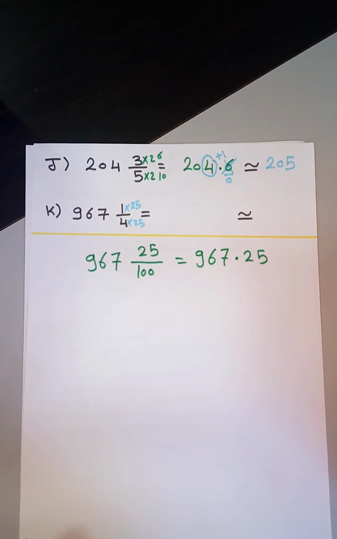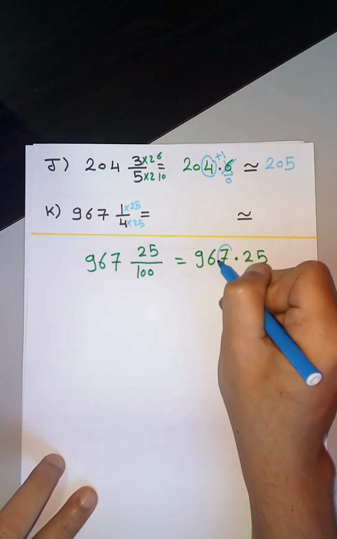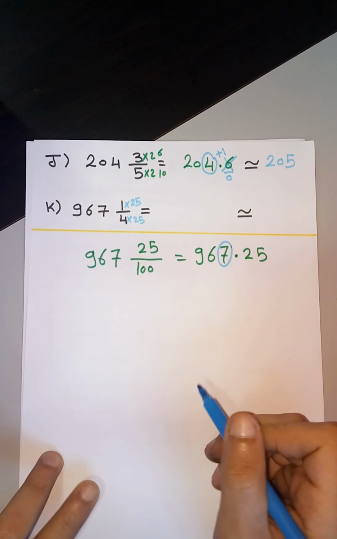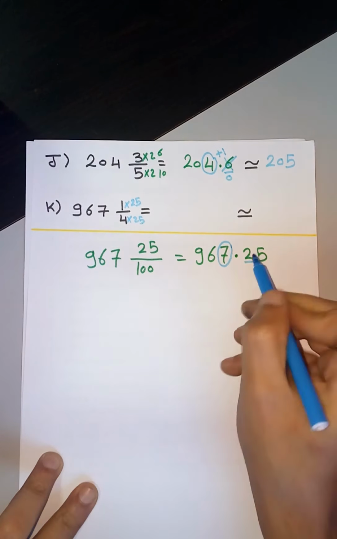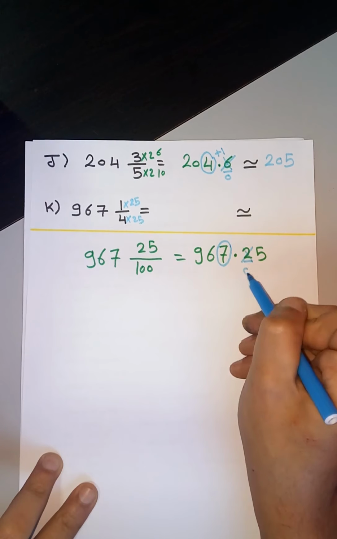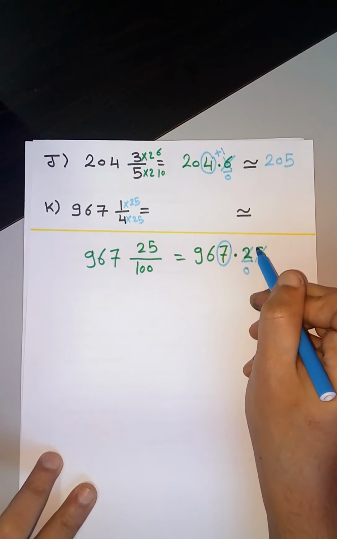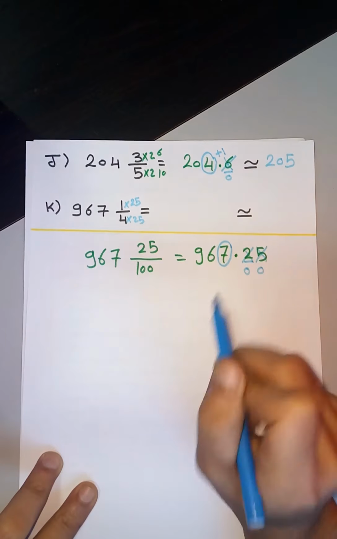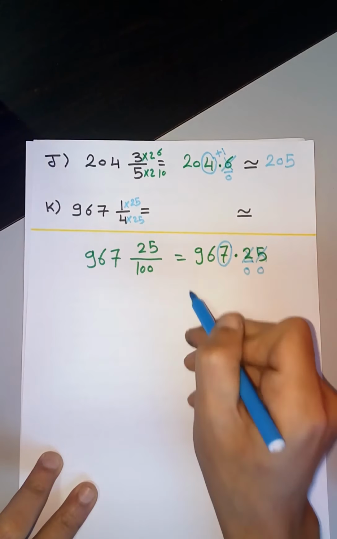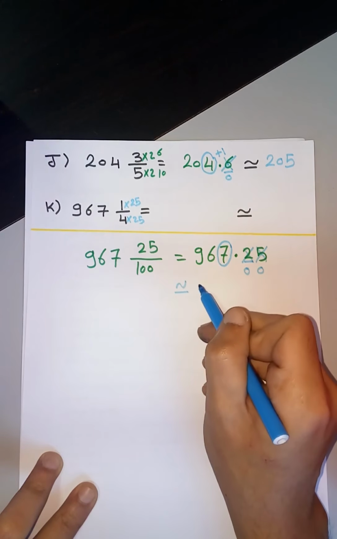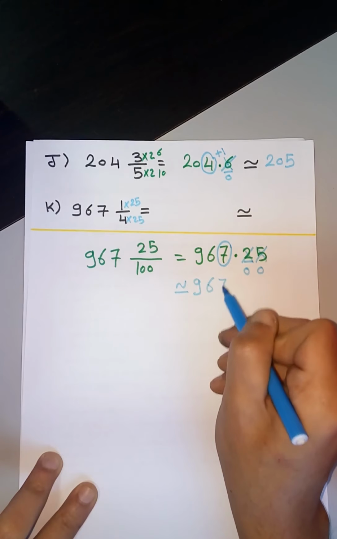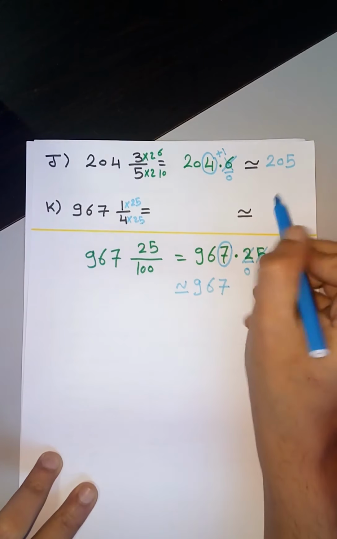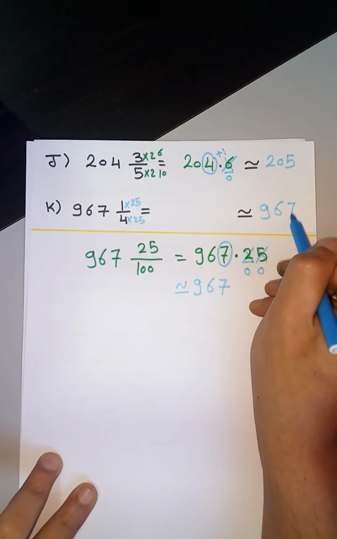Now we have to approximate to the nearest unit. So we're going to circle the unit, which is always before the point, and underline the following digit. This 2 is a weak number, so it's going to turn into 0, and this 5 is also going to turn into 0. So the number 7 is not going to be increased, so this is approximately equal to 967. So our answer is 967.